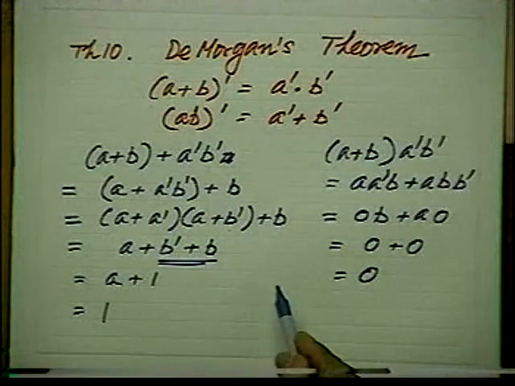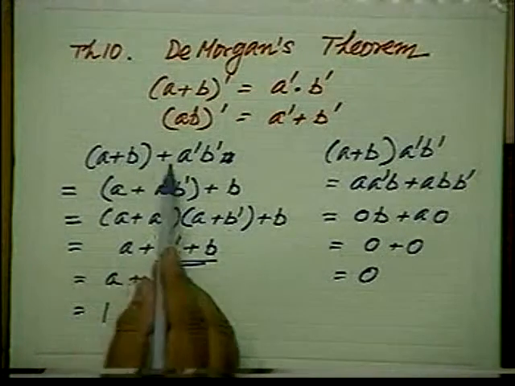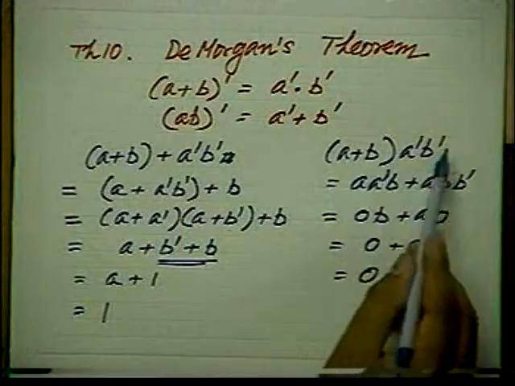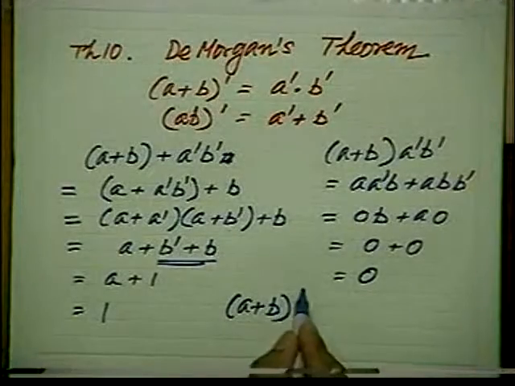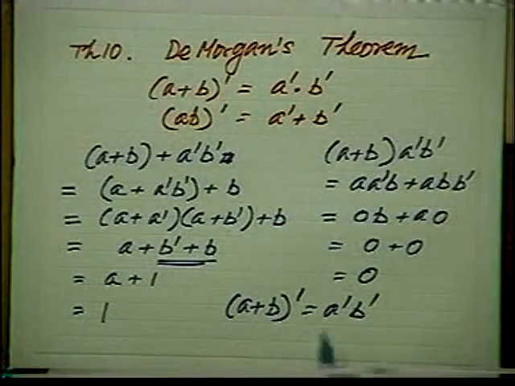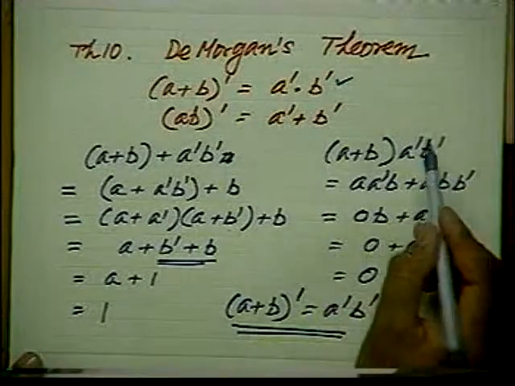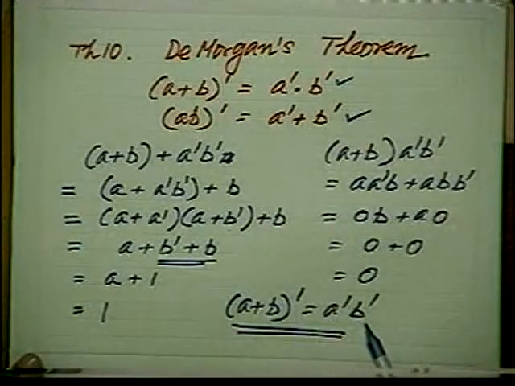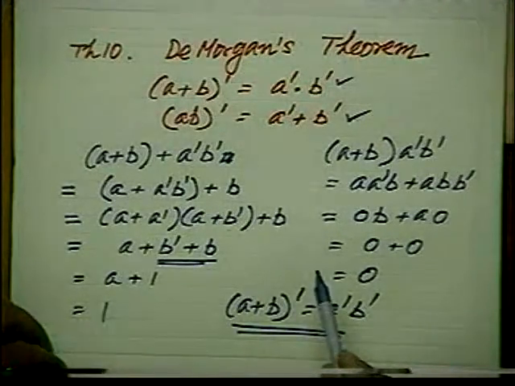And by the complementarity theorem, you see that if (a + b) + a'b' is equal to 1 and (a + b)·a'b' is equal to 0, immediately we have that (a + b)' is equal to a'b', by the complementarity theorem, which we have already proved. Similarly, the dual can also be proved along the same line. Therefore this is our De Morgan's theorem, and I have given the proof.